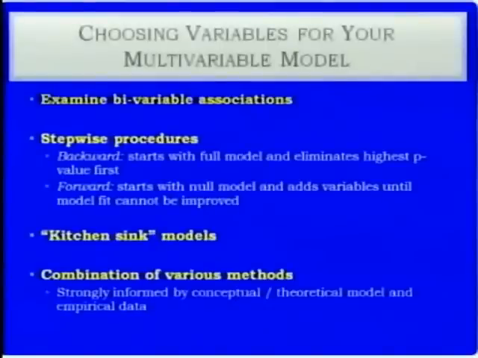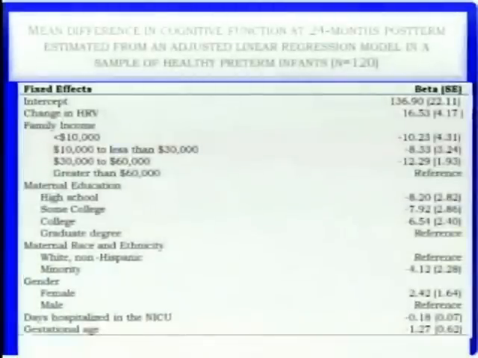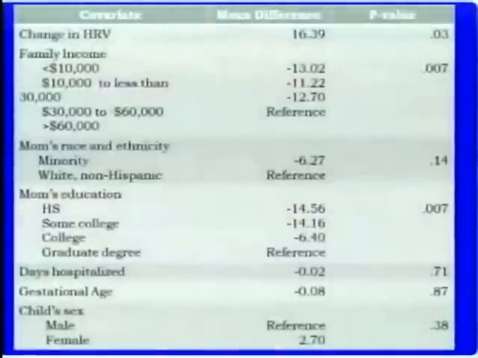So we'll skip over what it looks like. So here is the multivariable model. These are the covariates we decided to include. And you can see, maybe if you remember, or have it on the slides, that the change in heart rate variability didn't change a whole lot, right? So it was pretty robust to these potential confounders. So 16.53, what was it back here? 16.39, okay? So not a lot of confounding by these other variables.